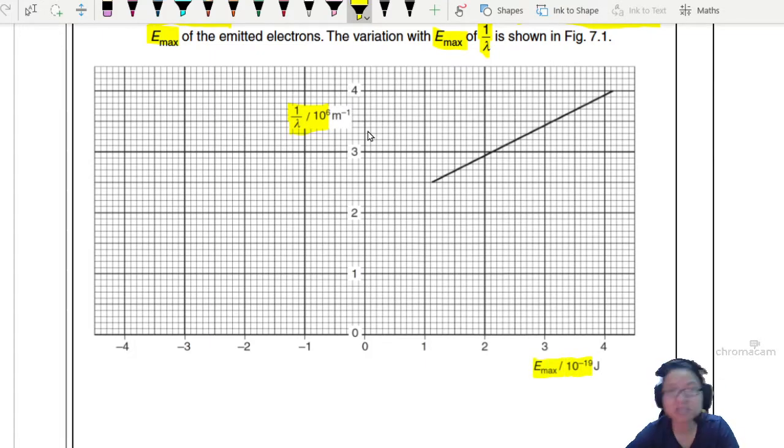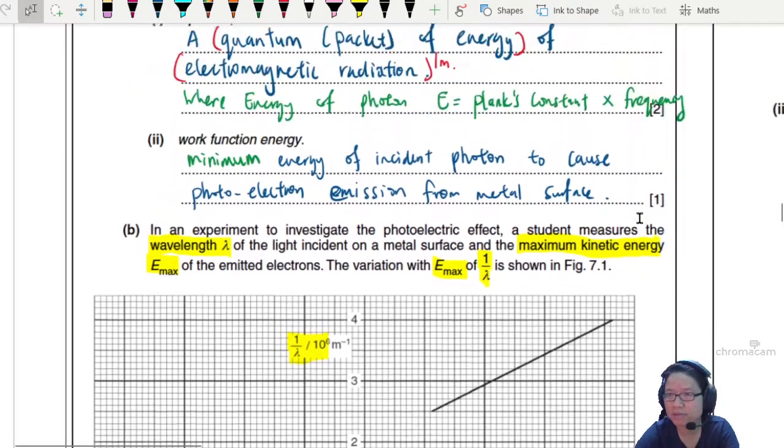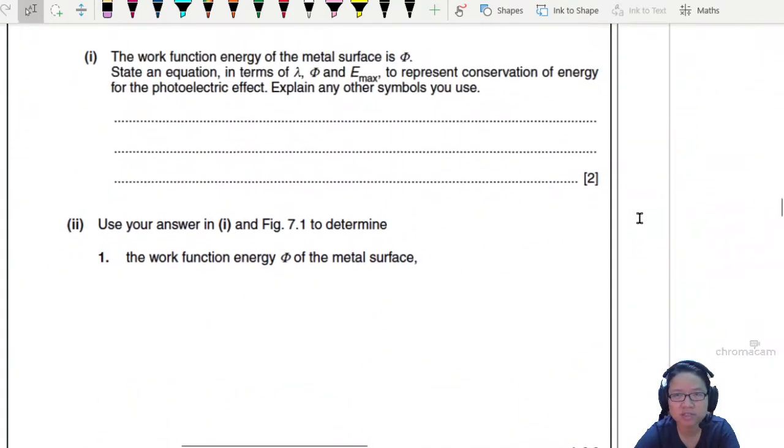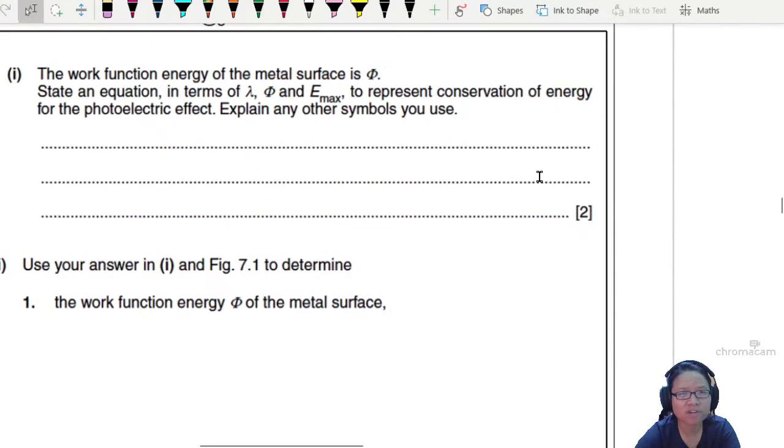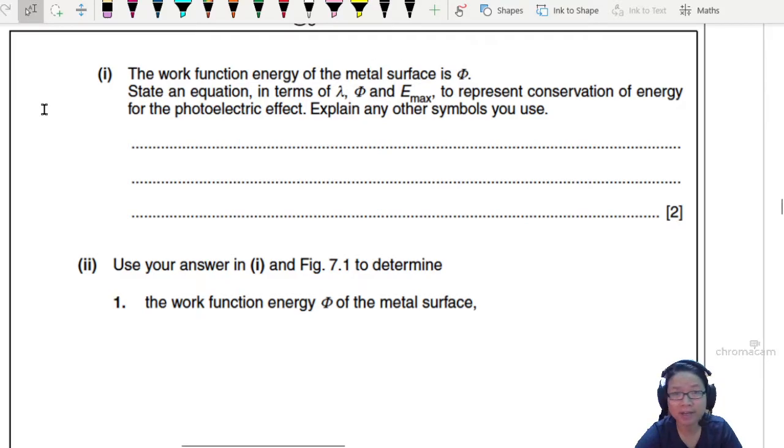And then this is your maximum kinetic energy. It's a slightly anomalous graph, but we're not worried. Let us continue and see what the question wants first. It says the work function energy of the metal surface is phi. State an equation in terms of lambda, phi, and Emax to represent the conservation of energy of the photoelectric effect. Explain any other symbols you used.